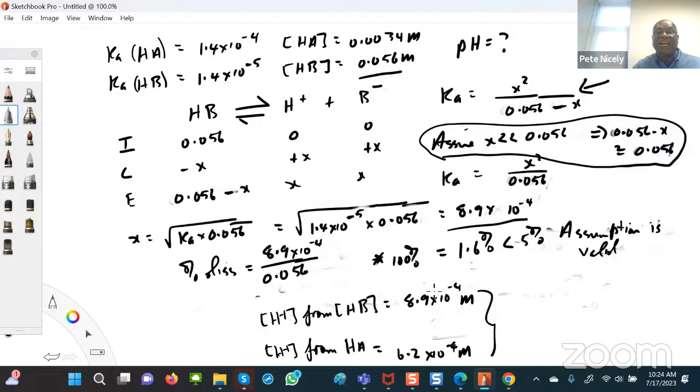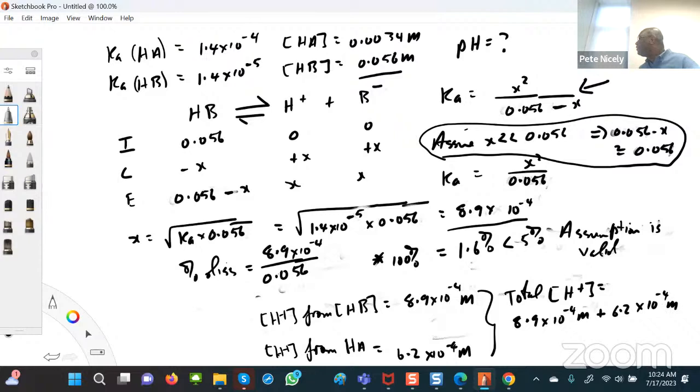So therefore, all we have to do is add those two. So the total concentration of H+, which is what the question needs before we can get the pH, will be equal to the 8.9 times 10 to the minus 4 M plus the 6.2 times 10 to the minus 4 M. When we add those two together, the answer I got is 1.51 times 10 to the minus 3.